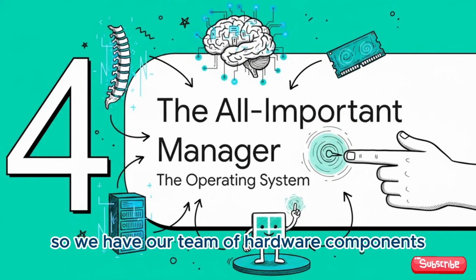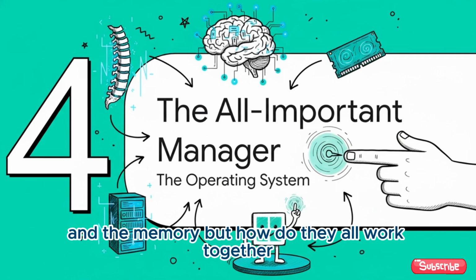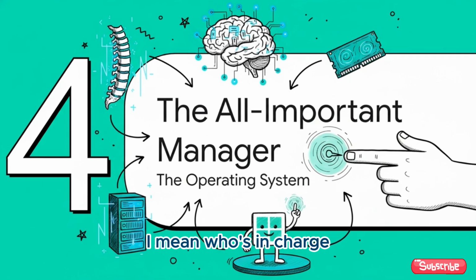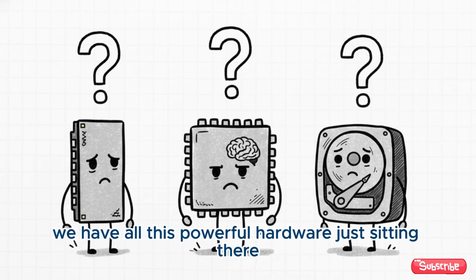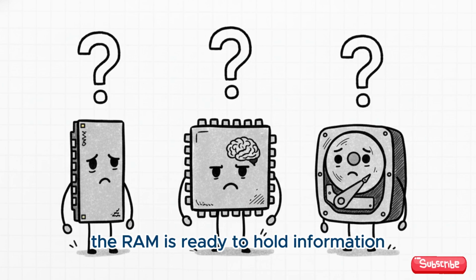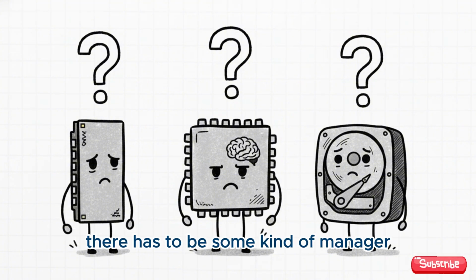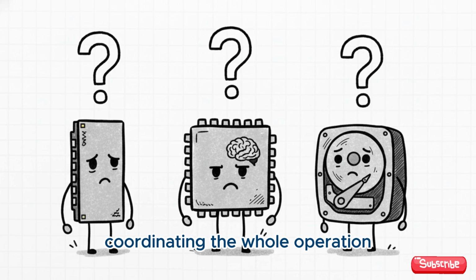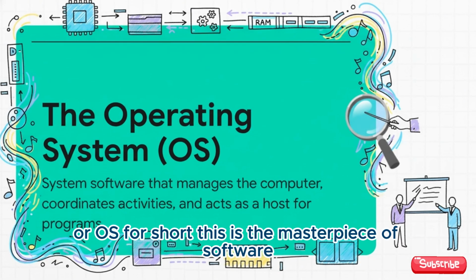So, we have our team of hardware components. We've got the backbone, the brain, and the memory. But how do they all work together? I mean, who's in charge? Well, that brings us to our final key player. We have all this powerful hardware just sitting there, ready to go. The CPU is ready to think, the RAM is ready to hold information, but what tells them what to do and when to do it? There has to be some kind of manager coordinating the whole operation. And that manager is the operating system, or OS for short.